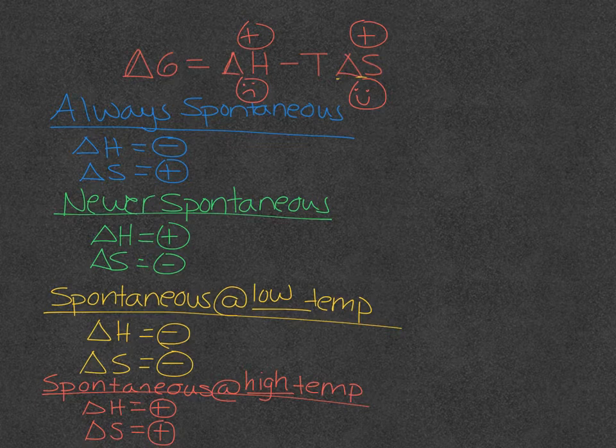So what we have to memorize is our always spontaneous scenario. Then the reverse is never. If you have one or the other, look at if you're trying to maximize the T delta S term, then that would be a higher temperature. Or if you're trying to minimize the T delta S term, then that would be spontaneous at a lower temperature.